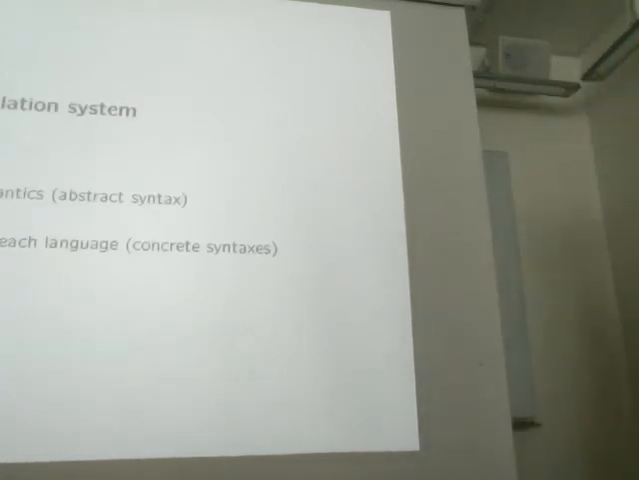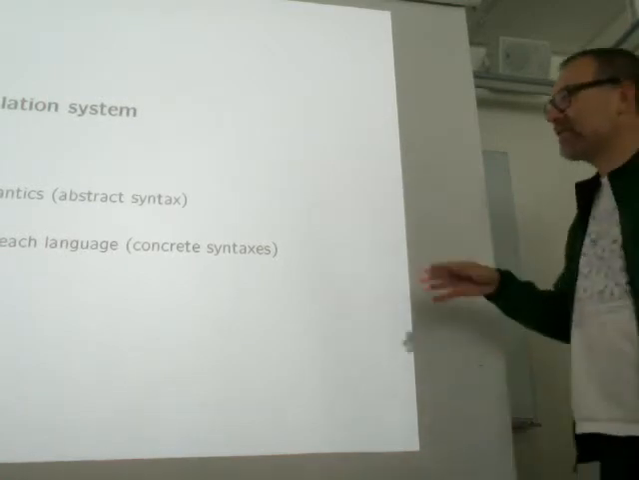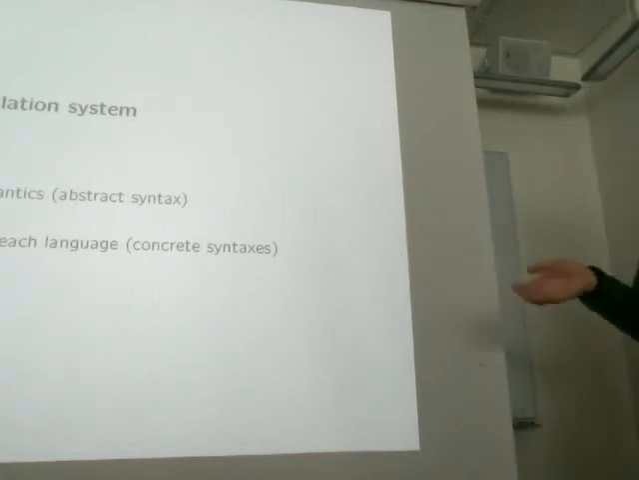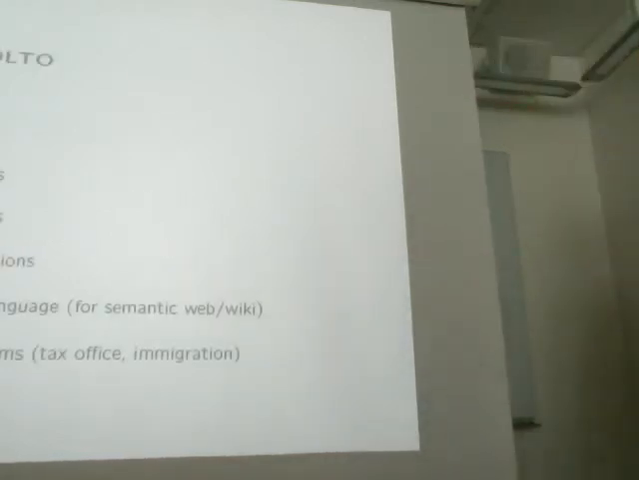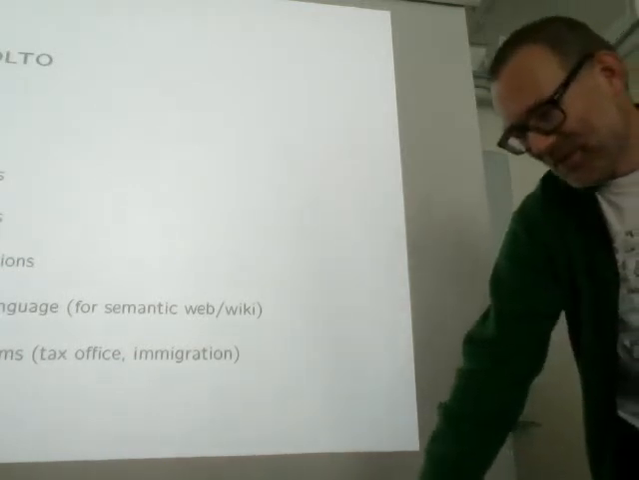So to create a translation system, you define a domain semantics for the abstract syntax, and then you define mappings to each language, the concrete syntaxes. These are the domains that we have in the MOLTO project. Quite a few. I think we had fewer in the beginning, but we have got some new partners and so on. So I think we will see a little later some examples of some of these. But it's easy to imagine more of them.